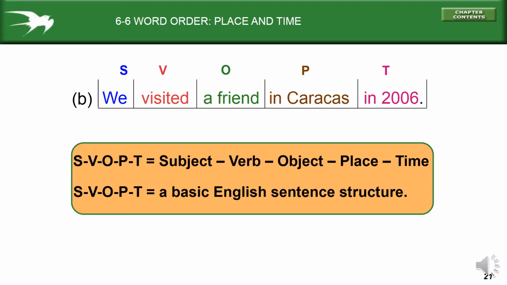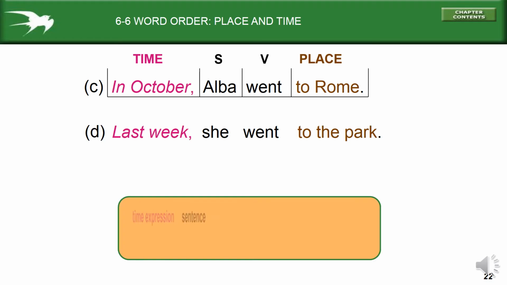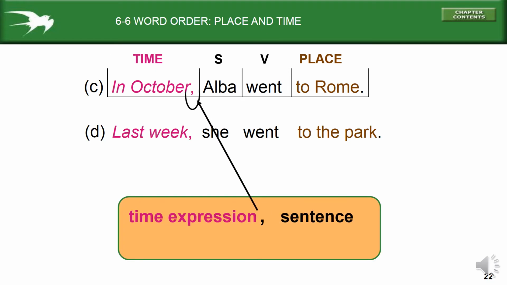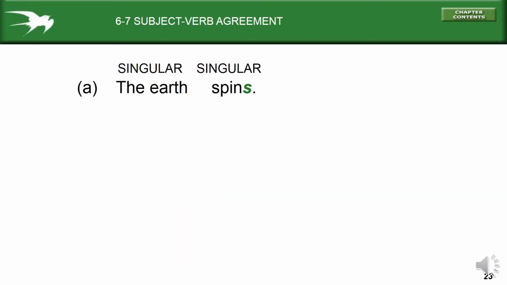So this is the word order of a basic English sentence structure, SVOPT: subject, verb, object, place, time. So in case you want to put the time at the beginning of the sentence, you may. However, you need to insert a comma. So in October, comma, Alba went to Rome, and last week, comma, she went to the park.